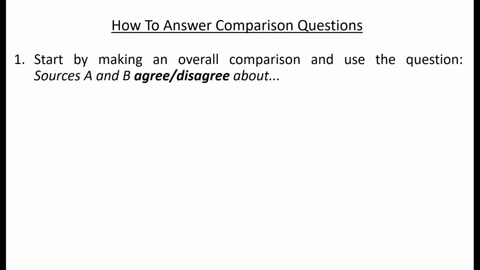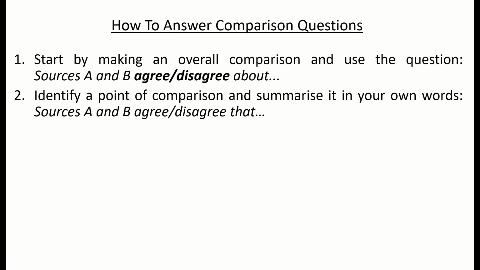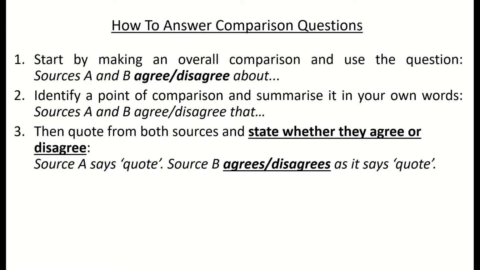So when answering the comparison questions, start off by making an overall comparison and use the question to answer it. So sources A and B agree about, or sources A and B disagree about. Then you identify a point of comparison and summarise it in your own words. So sources A and B agree or sources A and B disagree. Then quote from both sources and state whether they agree or disagree.